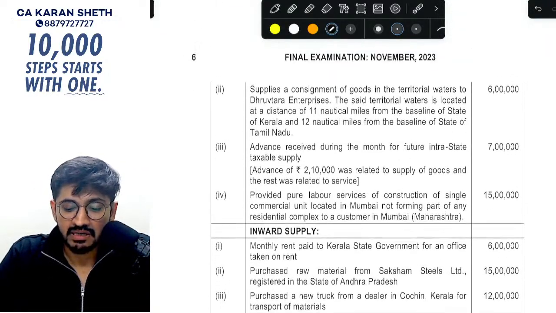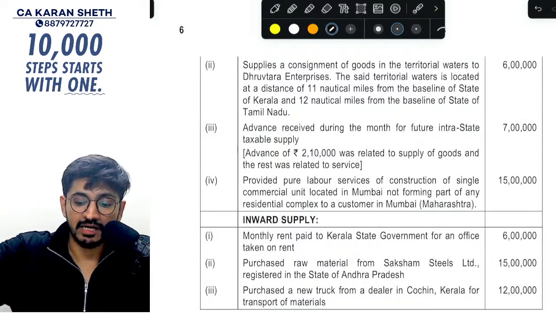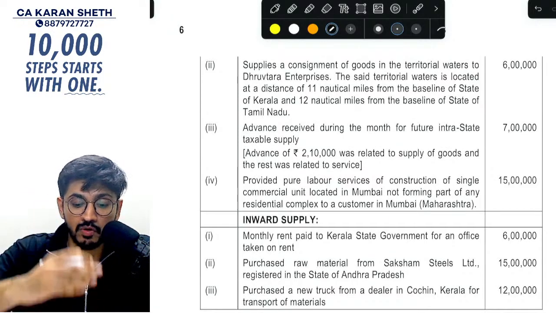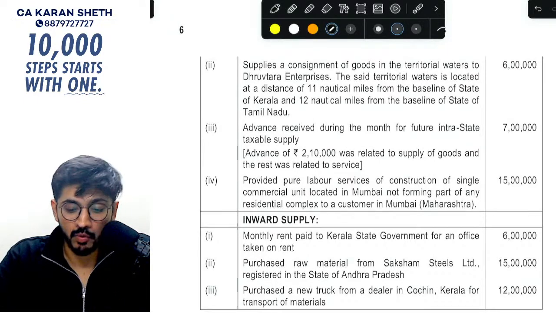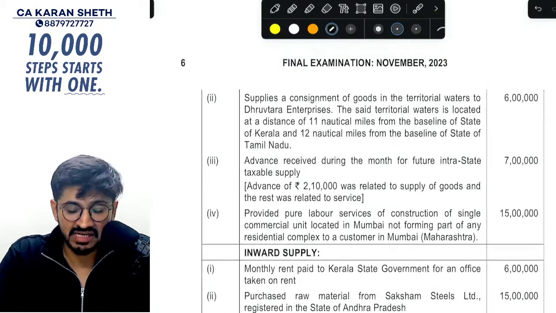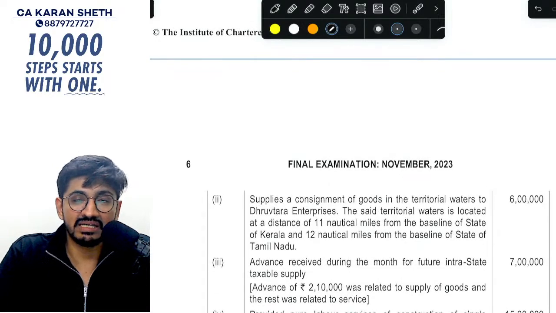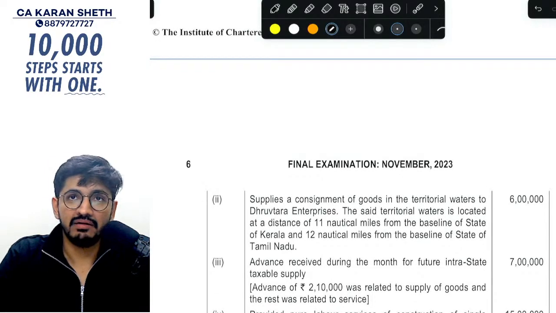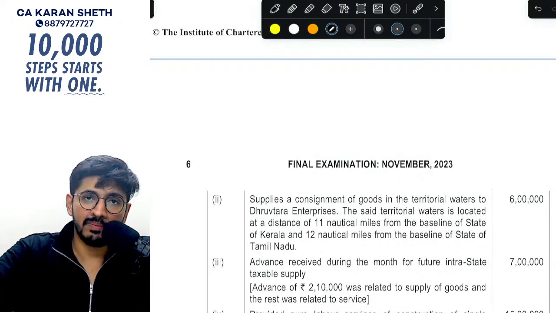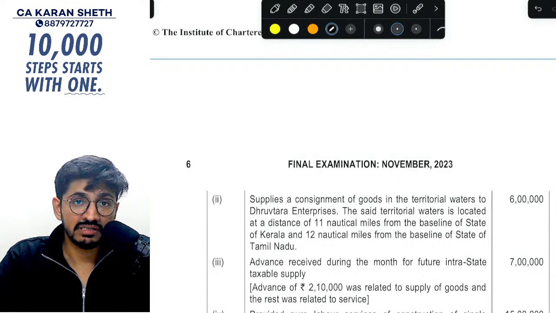Next, supplies a consignment of goods in territorial waters to Dhruvata Enterprises. The said territorial waters is located at a distance of 11 nautical miles from Kerala and 12 from Tamil Nadu. Understand, my dear friends, the important thing to consider is whether it's intra or inter, because definitely you have supplied goods, so it is subject to GST. Now, with GST, is it I or C and S? The answer is C and S.